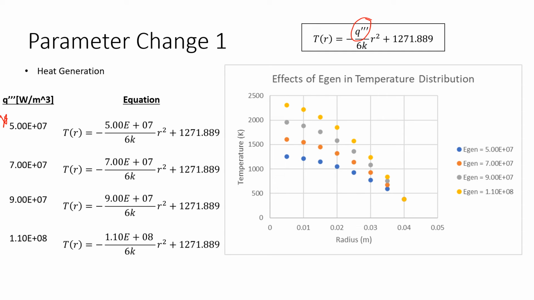So taking a look at our graph, we can see the original equation has a lower temperature to start with, which also has our lower heat generation, and it also has a less dramatic change from center to the outer radius. As we increase our last one at 1.1 times 10 to the 8th, we can see that the temperature starts off really high, and it has the most dramatic change getting to that max radius.